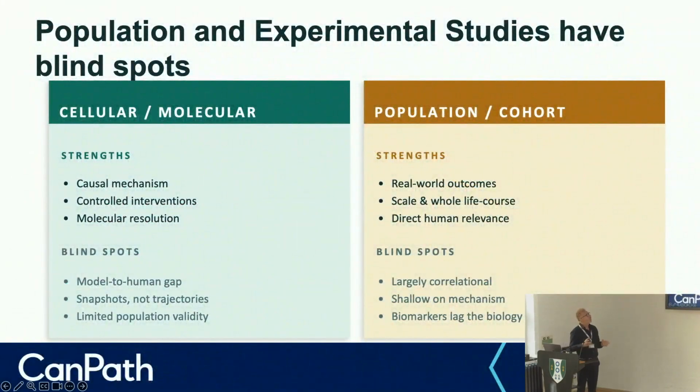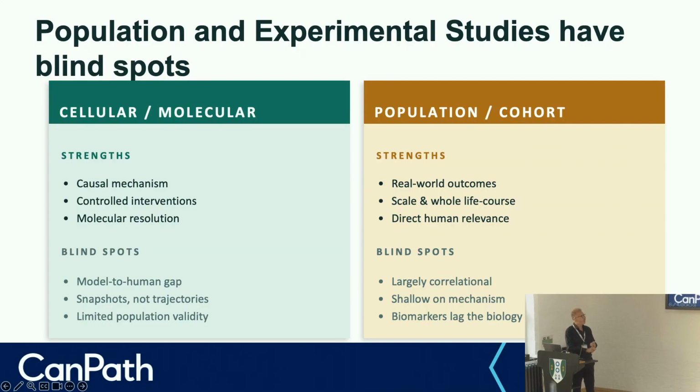So just really quickly, the population studies obviously have a lot of strengths, relying on big sample sizes, for example, as I've just mentioned. Obviously, they have direct human relevance because you're looking at people. You're not looking at a mouse model, for example. And of course, they have some blind spots, right?